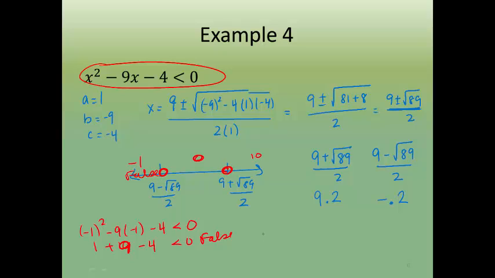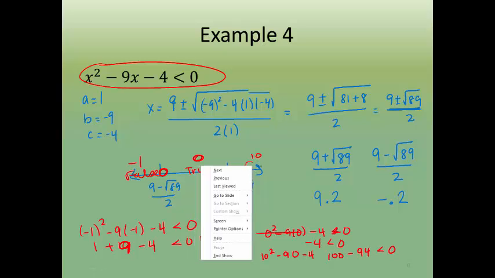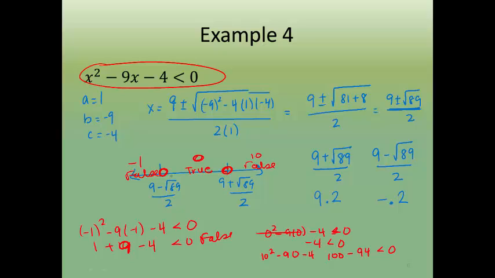Now we can test a 0. 0 is super easy to test because 0 squared minus 9 times 0 minus 4 really just leaves me with -4 is less than 0, which is true. And then the last spot is testing the 10. That makes 10 squared minus, I'm going to go with 90 minus 4. 100 minus 94 is not going to be less than 0, so this is false. So I found the values that are true fall right in between those.